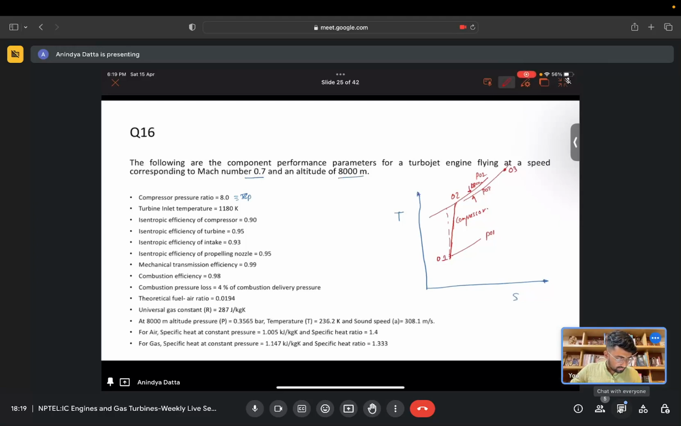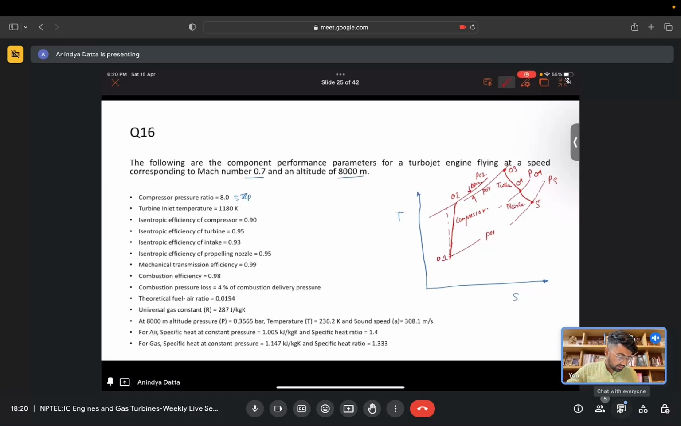Then we have the turbine. So this is our combustion chamber, then we have the turbine. So this is 04 and this is our P04. So this is our turbine, 03 to 04. And after that we have P5, the static pressure, and this is our nozzle.